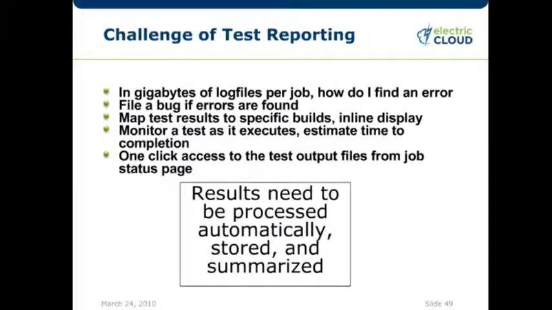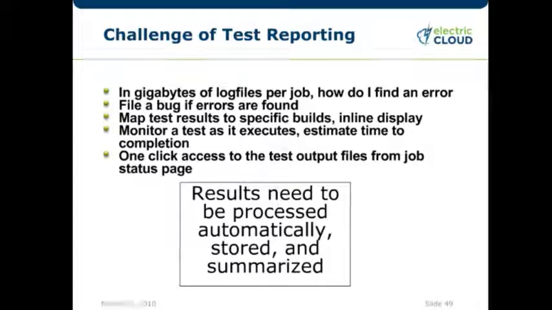So usually 99% of these log files is all the things that went right, and then you've got to dig for the one thing that went wrong. So if I've got gigabytes of log file, how do I find that error? And how do I automatically file a bug if errors are found? Do I have to go open up my defect tracking system once I find a bug and log that? Why shouldn't the system do that for me?